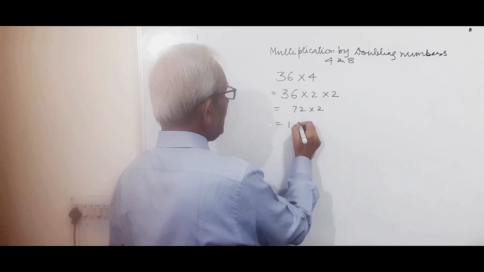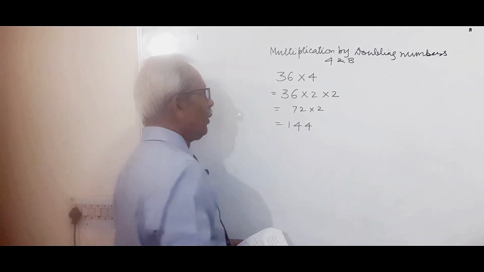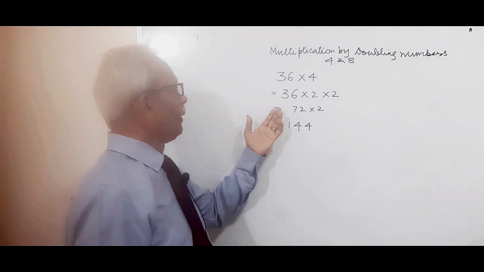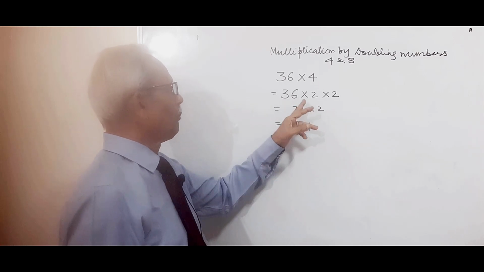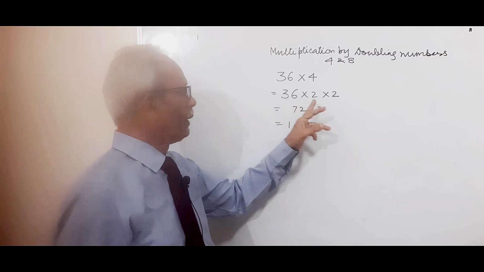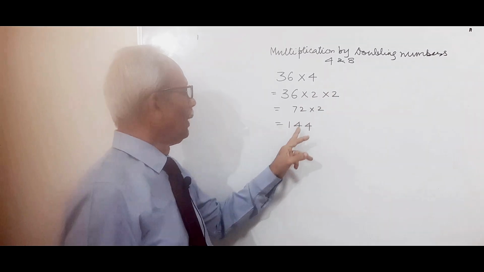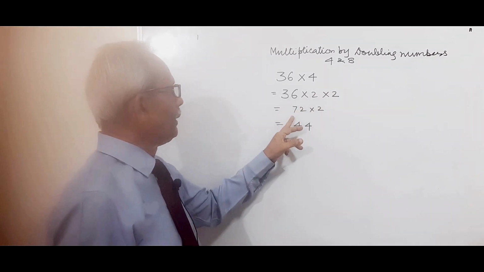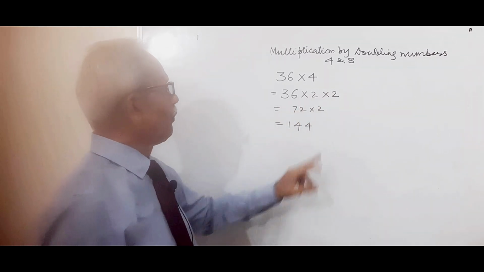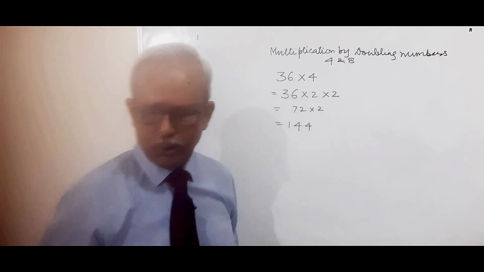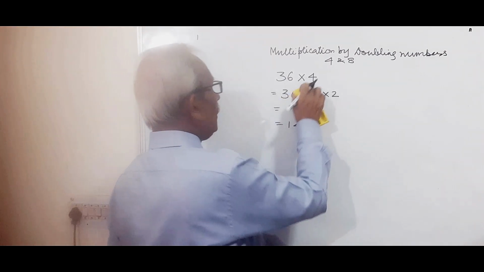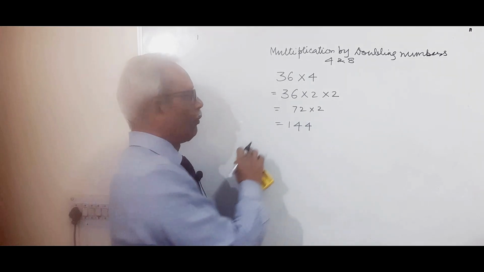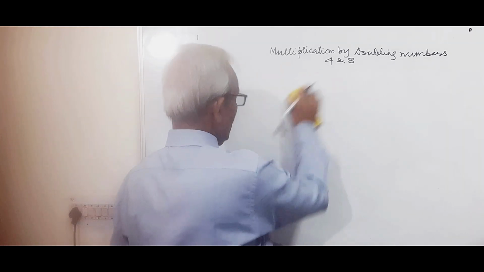So instead of multiplying with 4, what have we done? We have multiplied this double times, with 2. Once with 2, then again with 2. And the answer is 36 into 2 is 72, into 2 is 144. That's how we have done. So we have doubled the multiplication, rather than doing a straight away multiplication with 4, that becomes easier for us.